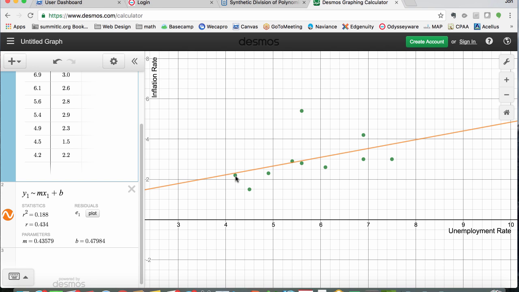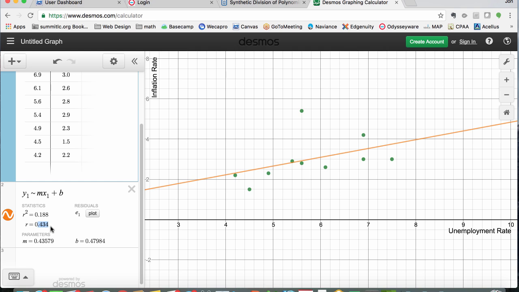Now, if you remember right, it looks like there's a relationship, but it's opposite. This is a positive relationship. I can see my line is increasing. If you remember the whole Phillips curve from the 60s, it was decreasing, and people thought there was an opposite relationship. So let's look at some values here. In this case, my slope is 0.43, so it's increasing, it's positive. I have my y-intercept, 0.47. And my R value is 0.43.